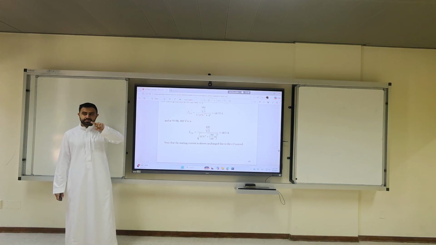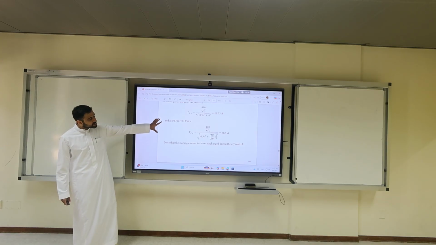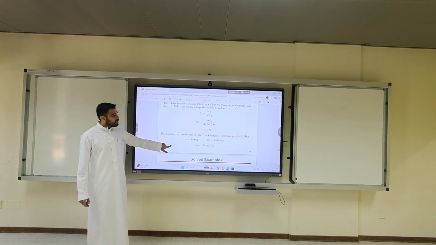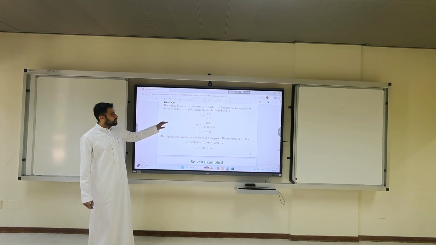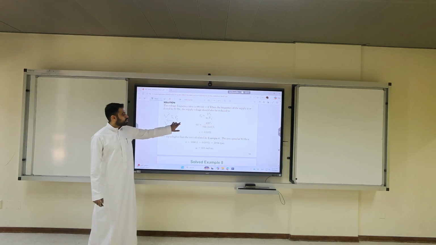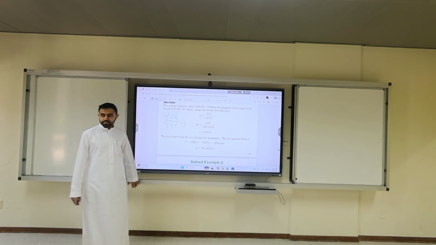Clear? So the example was talking about starting current between two operating conditions, but I may ask you to calculate using the equation V1 square S1 F2 over V2 square S2 F1 equal to 1.